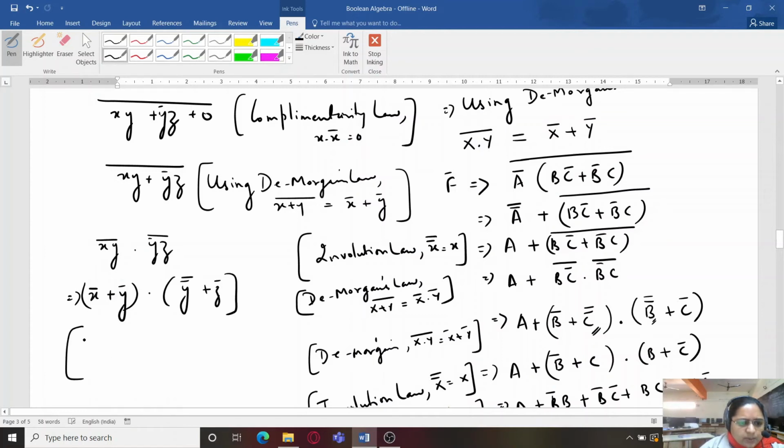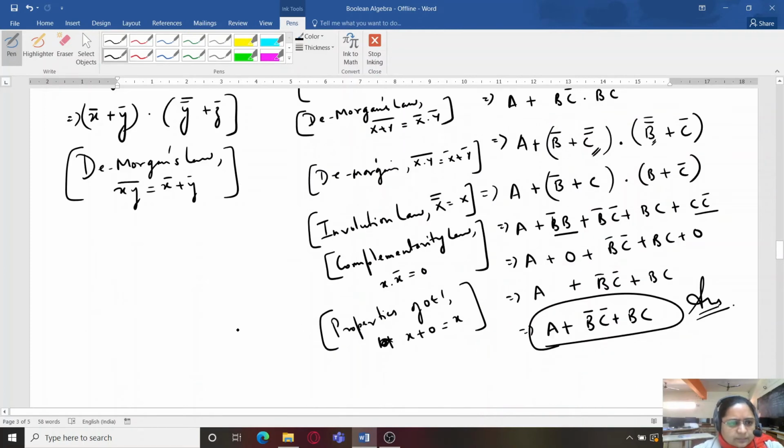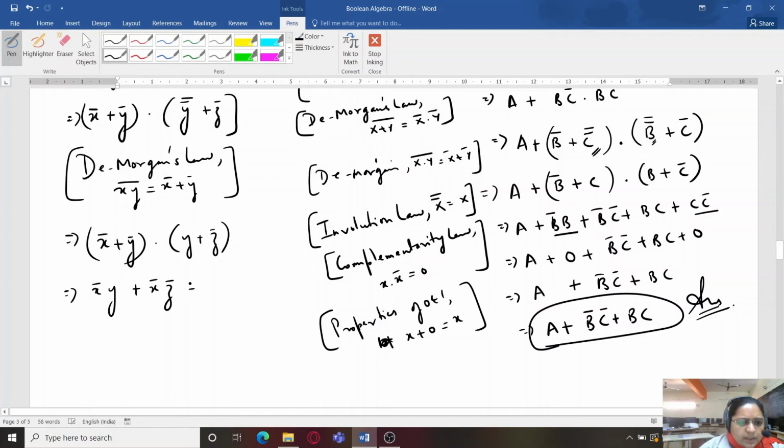This is also by using De Morgan's law, which is (xy)' = x' + y'. Next, I will be writing it like this: (x' + y') · (y + z'). And now I'll be just opening the bracket here: x'y + x'z' + y'y. And I had also used involution law over here.